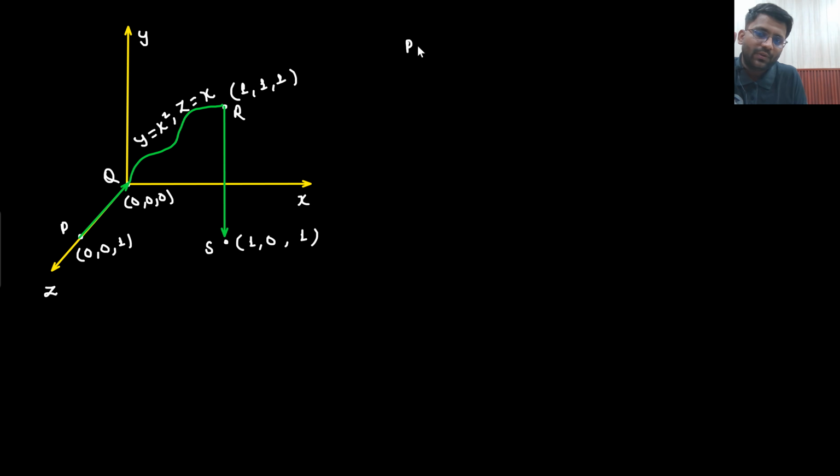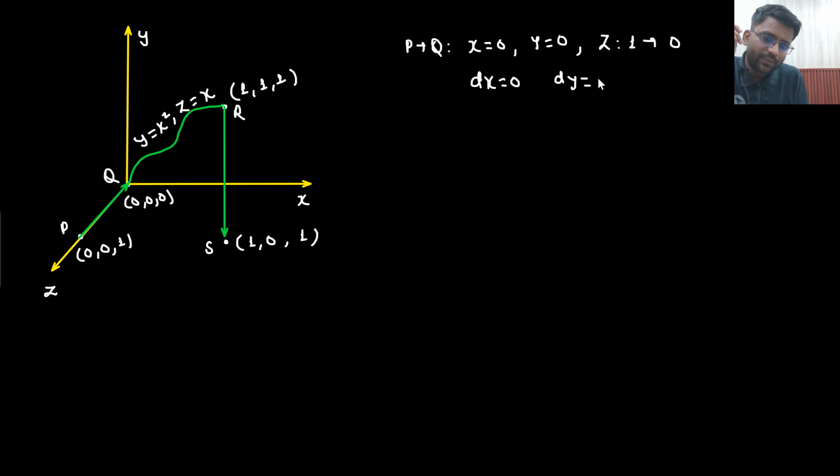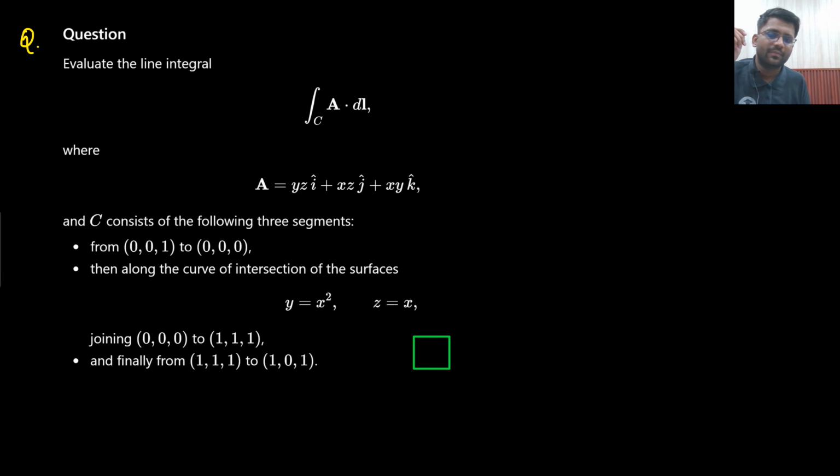Sir, from P to Q, if I am going, I already know one thing. X is always constant at 0. Y is always constant at 0. Only Z is moving, sir, from 1 to 0. Dx is 0, sir. Dy is also 0. But dz would be non-zero. Now if I calculate my A dot dl, only the dz term I need to write down. So directly from here, P to Q, only the dz term would come.